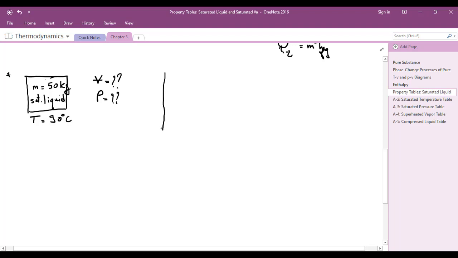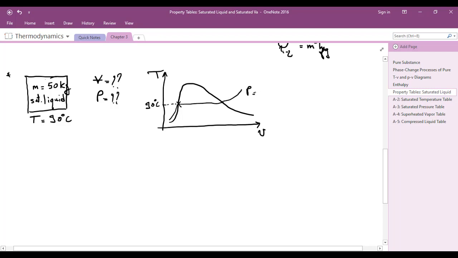So if we draw a T-v diagram, in order to locate the state of the water here, this is the vapor dome, and it is a saturated liquid, so it should intersect with the saturated liquid line, and it has a temperature of 90 degrees Celsius. So since it is a saturated liquid, the pressure here should correspond to the saturation pressure at a temperature of 90 degrees.